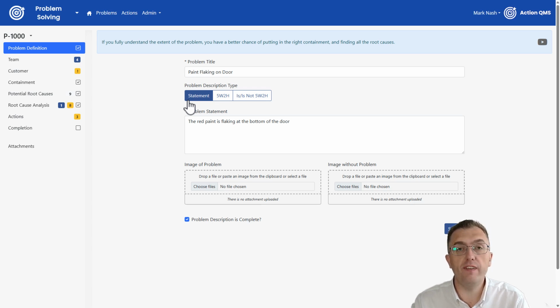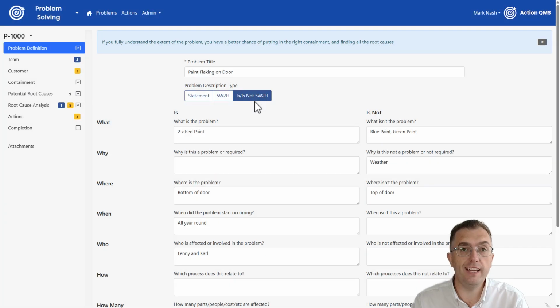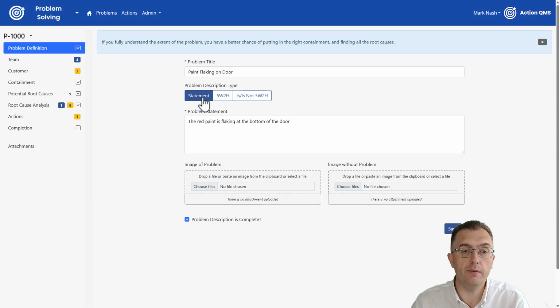So we've created a flexible tool to allow you to analyse these problems and come up with some good root causes and actions to prevent it from happening again. So we start off with the problem definition, and we can do it simply, or we can do the 5W2H method or the is not 5W2H method, depending on how in depth we want to go. We can store images of the problem and what's the image of the part when it doesn't have the problem.